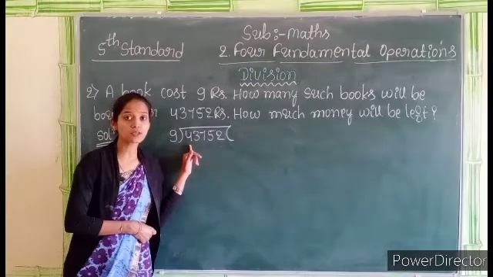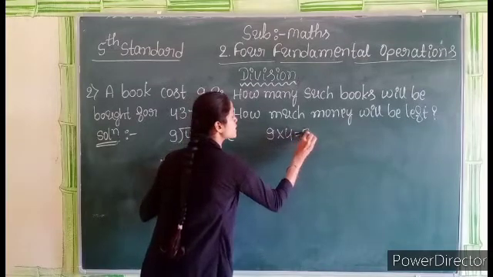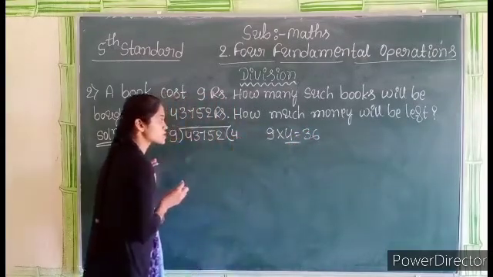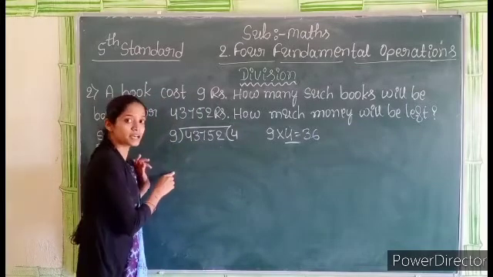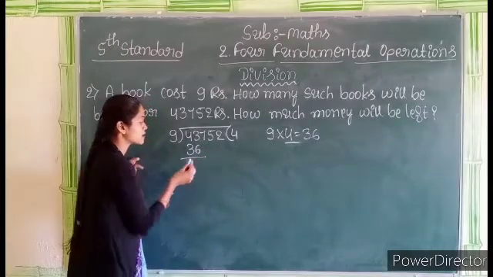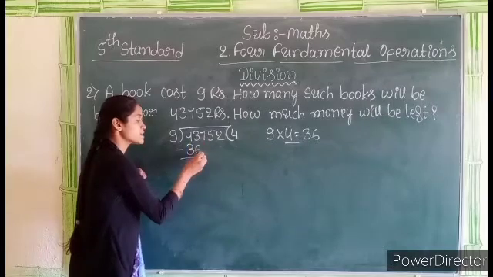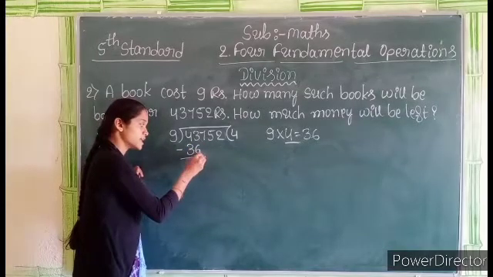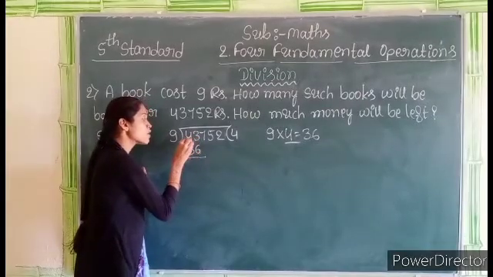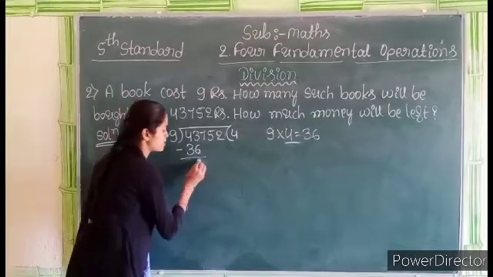Okay, that goes on 4. 9 4s are 36. 4 should be written in the place of quotient. 36 should be written below this 43. Now we have to subtract 36 from this 43. 3 minus 6. 6 is greater than this 3. That's why we have to borrow from this 4. 13 minus 6, that is 7.